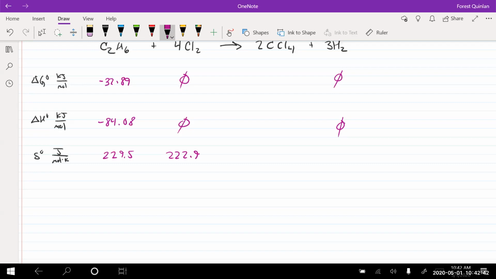Going down for the carbon tetrachloride, it's negative 60.63, negative 103.0, and 308.7. And of course, hydrogen is zooming around with 130.6.